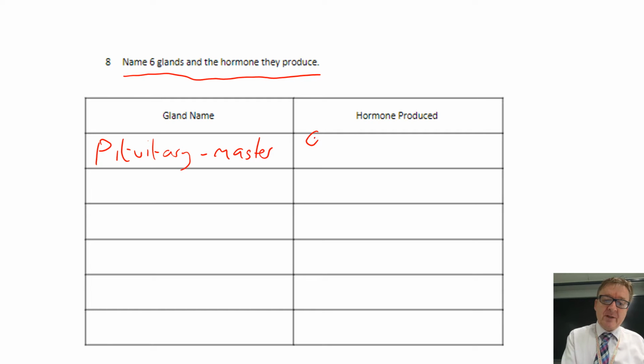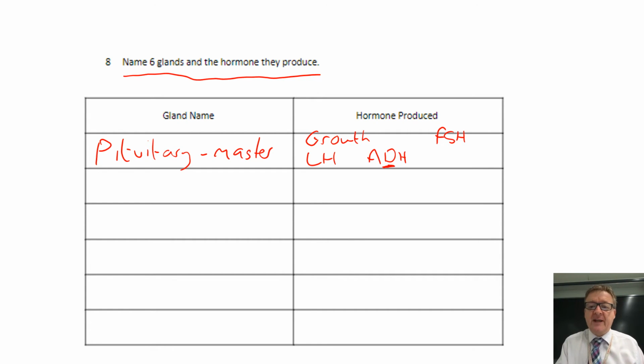First one is growth hormone, which controls how big you grow. It produces LH, which is luteinizing hormone, the hormone that makes ovulation happen. It produces ADH, which is antidiuretic hormone, which controls the amount of water, because diuresis is production of water. It produces FSH, follicle stimulating hormone, which makes an egg mature. And it also produces TSH, which is thyroid stimulating hormone, which controls the thyroid.